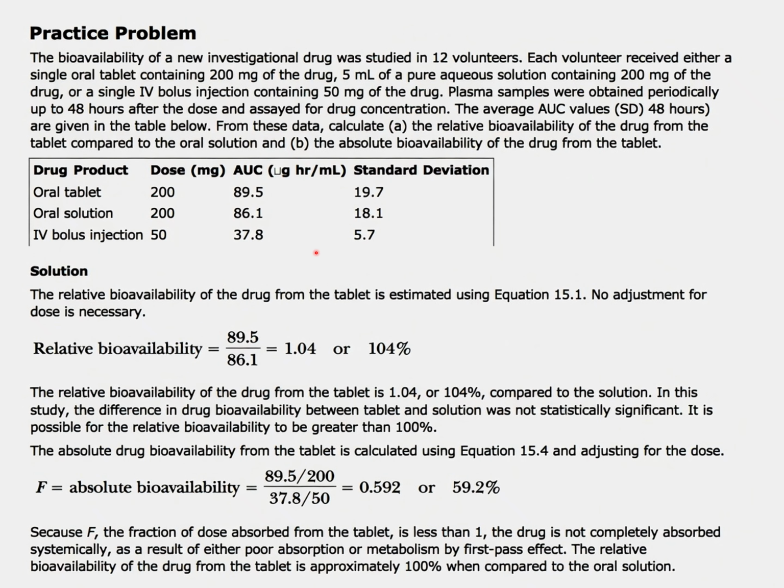So here is a practice problem. You can see here the dose has been given, then the AUC has been given. All you need to do is to calculate the relative and absolute bioavailability. For relative bioavailability, we have already learned that you just compare the tablet with the solution, and the result is 1.04. And again, in absolute bioavailability, we just compare this with the IV route.